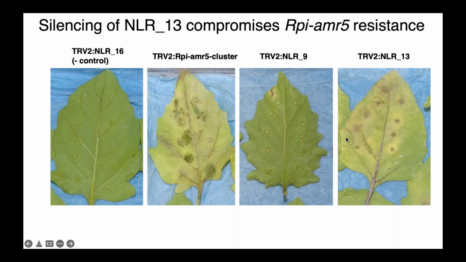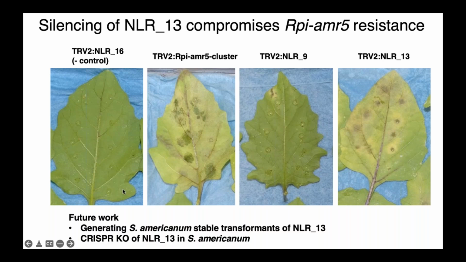So this means that at least for now, we are fairly convinced that NLR13 is the functional Rpi-amr5, and we are working to confirm this in various different ways. So we're generating stable transformants of Solanum americanum, expressing NLR13 under various different promoters. And we're also working to knock out NLR13 in our resistant line and test for a loss of resistance.